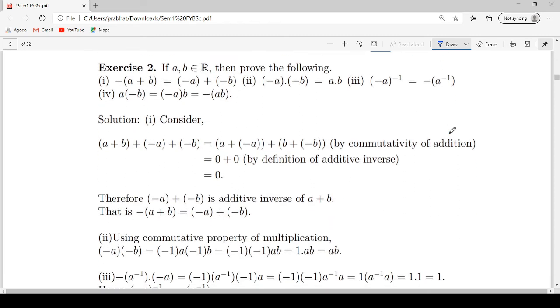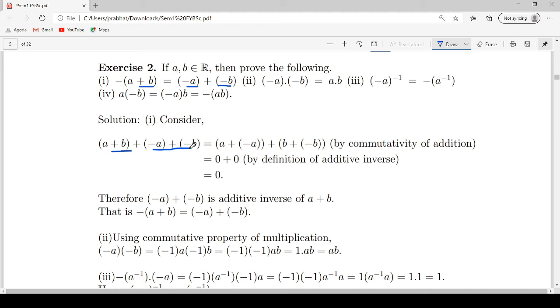Let's see the next examples. Here, the first statement says that additive inverse of A plus B is same as additive inverse of A plus additive inverse of B. Let's see the proof of it. Consider A plus B added with minus A plus minus B.